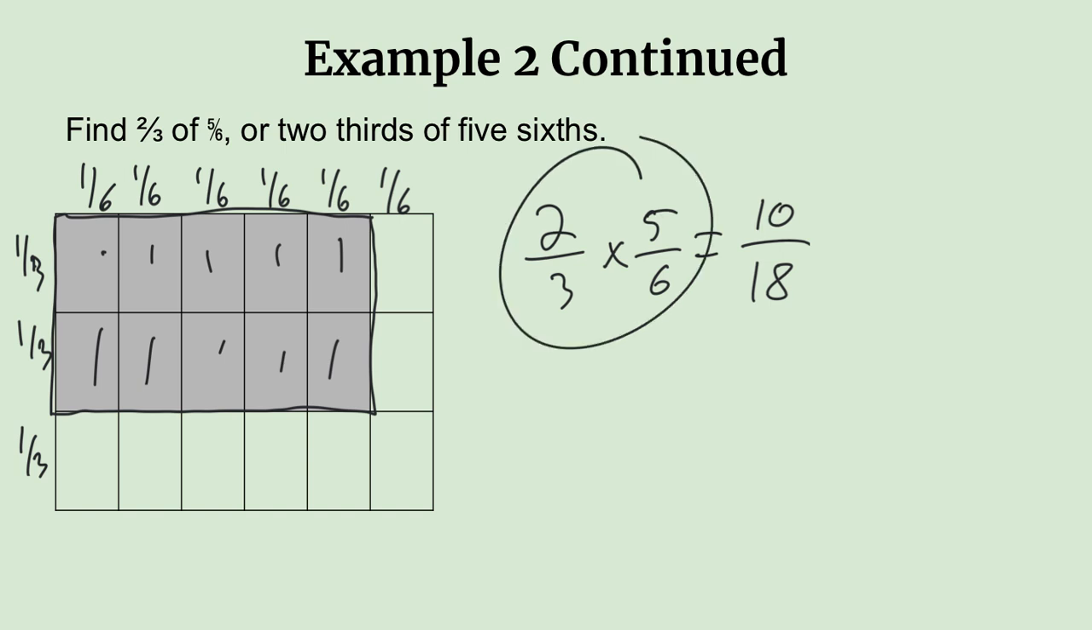So if you know this, it's okay if you didn't. If we multiply 2 times 5, we get 10. If you multiply 3 times 6, you get 18. So when we multiply fractions, you just multiply straight across.